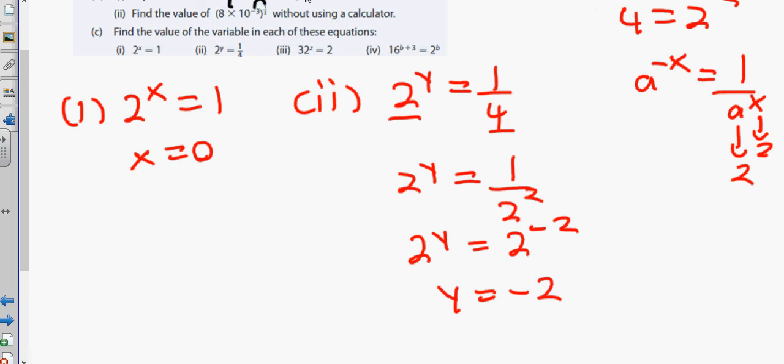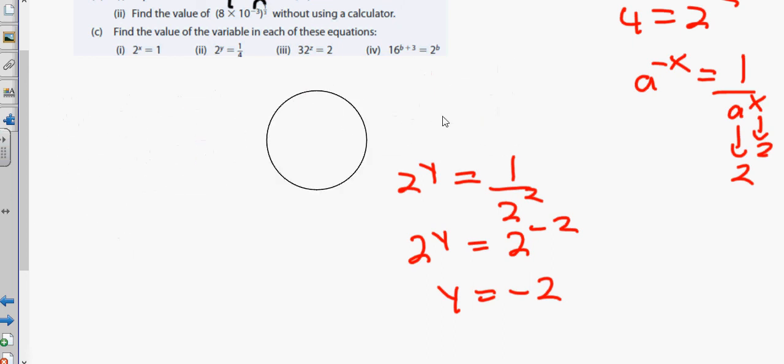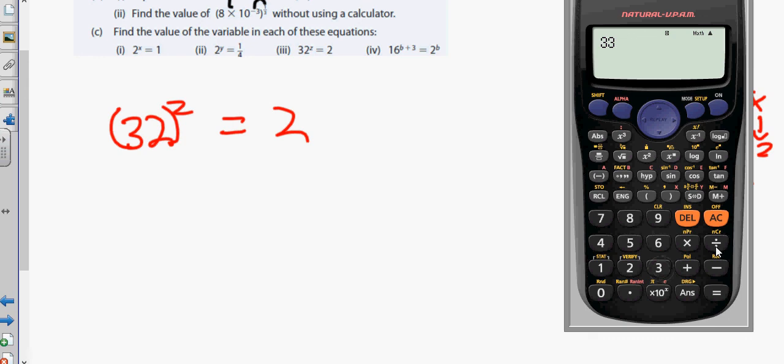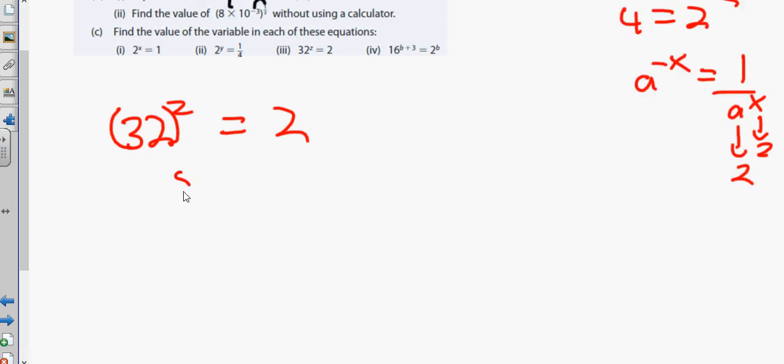Next part of this. Find the value of the next variable, which is 32 to the power of z. So 32 to the power of z equals 2. So what we're going to do here is we need to change 32 into a power of 2. So we're going to get 32, and we're going to keep dividing it by 2 until we get the number 1. So that's once, twice, 3 times, 4 times, 5 times. Now we have the number 1. So 2 to the power of 5 is 32. When you multiply 2 by itself 5 times, you get 32.